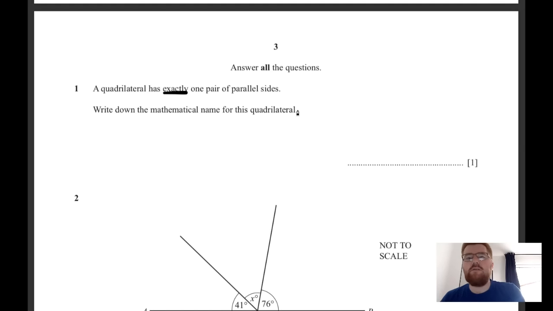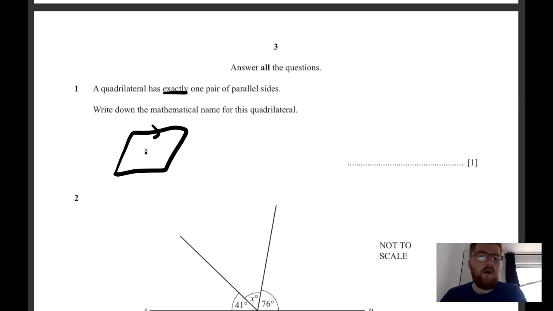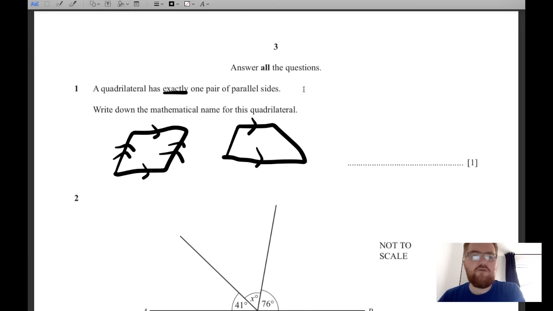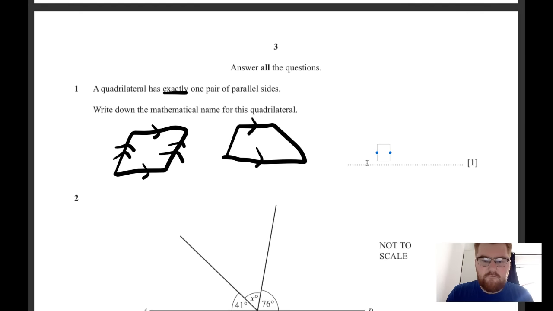Now, I know some students, when they approach a question like this, the first thing they think of is this shape, which is a parallelogram. The problem is this has 2 sets of parallel lines, which is a bit of an issue. So this doesn't have exactly 1, this has 2. So we need a shape that has only 1, and there's only one shape that exists which has this feature, and it's this shape here, which you should all know is called a trapezium. Make sure you spell that correctly as well, please.